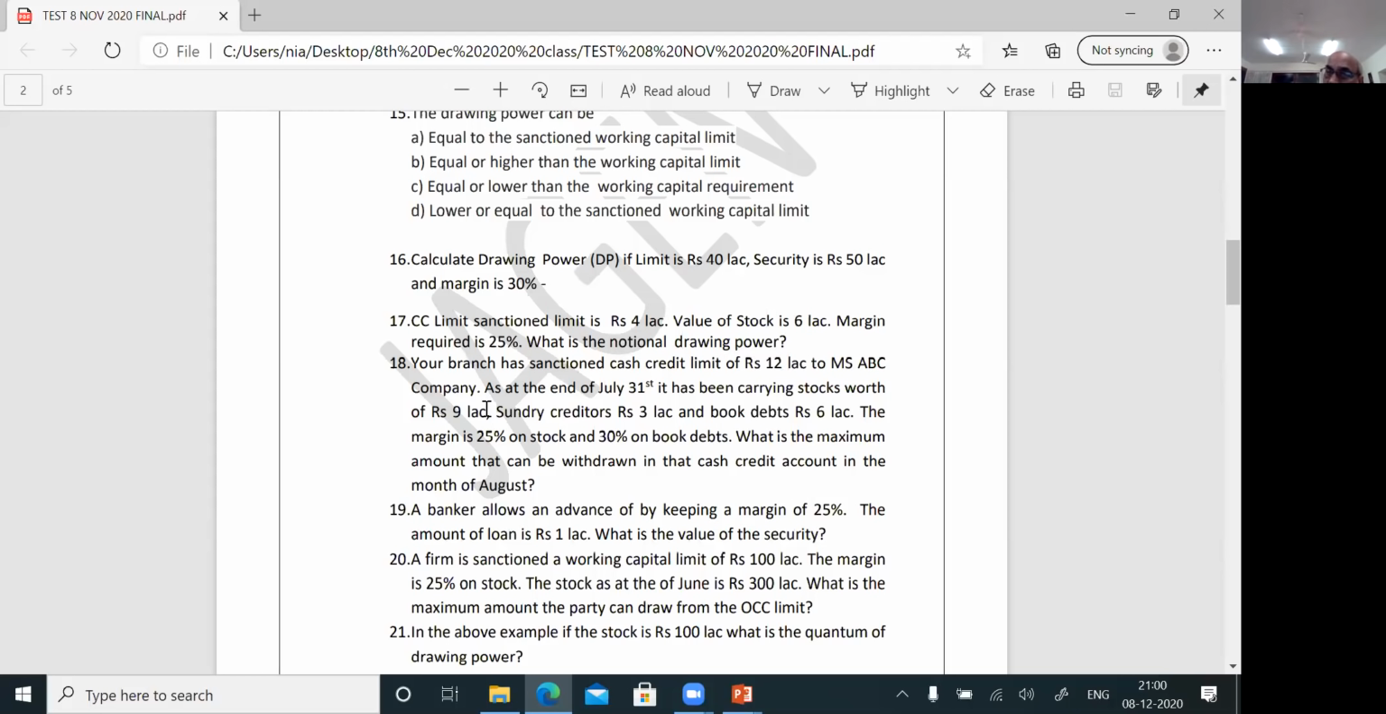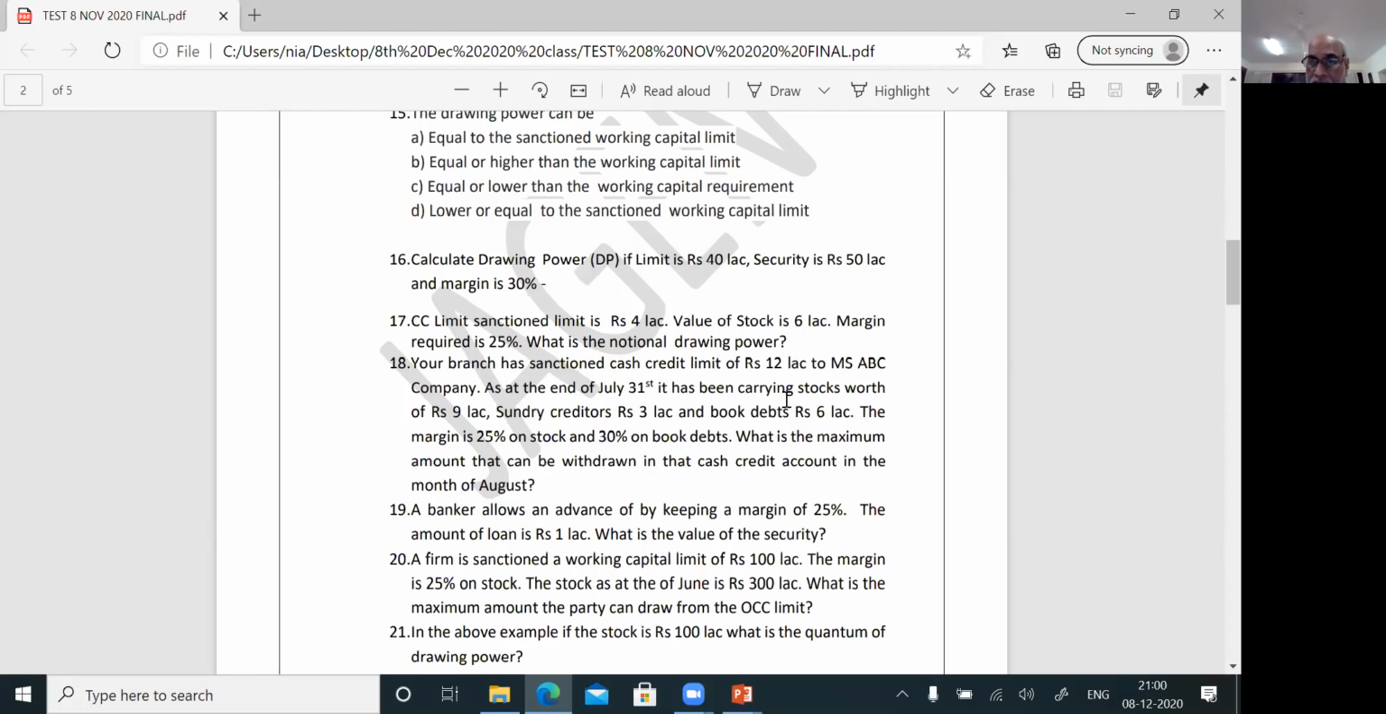So what is the stock, sir? 9 lakhs. But is any unpaid stock there, sir? Yes, sundry creditors 3 lakhs. Okay, so you have to calculate the DP only on paid stock. So 9 lakh is the stock, sundry creditors is 3 lakhs. So paid stock is only 6 lakhs. So how much margin on the stock? The margin on the stock is 25%. That means on stock, you can withdraw 75%. What is the paid stock? On the paid stock only, on 6 lakhs, you can withdraw 75%.